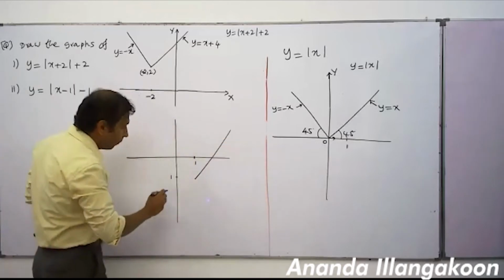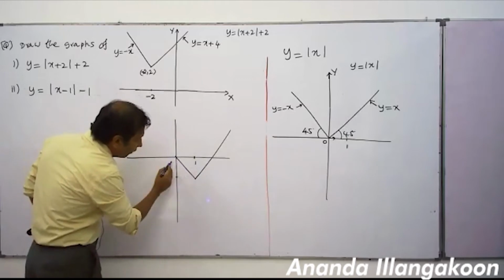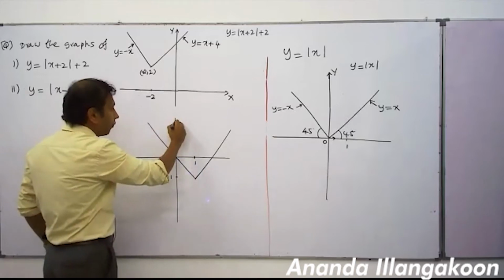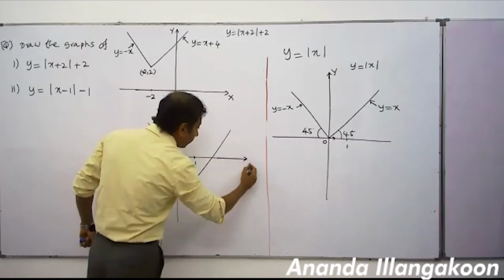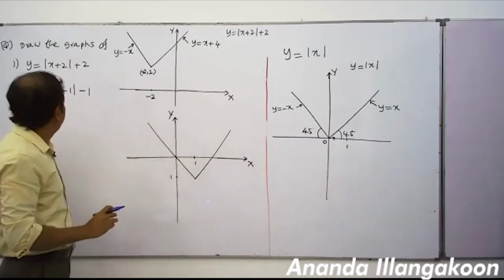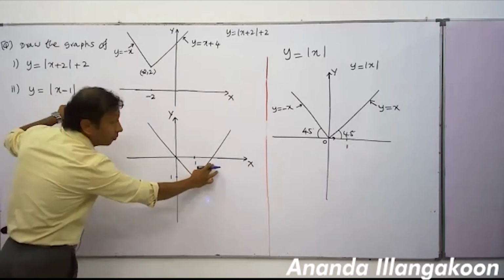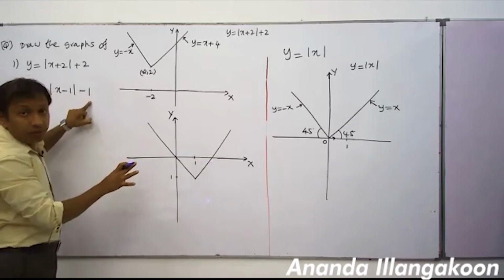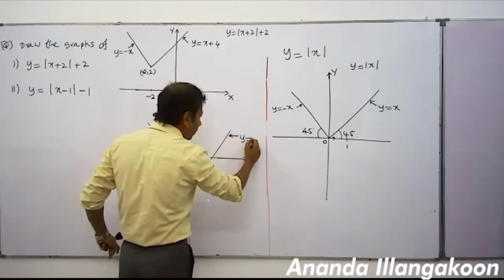Making 45 degrees. This time, the left-hand side portion passes through the origin, definitely. On the right of this one, |x - 1| is x - 1. Then this is x - 1 - 1 = x - 2. So therefore, this is y = x - 2.